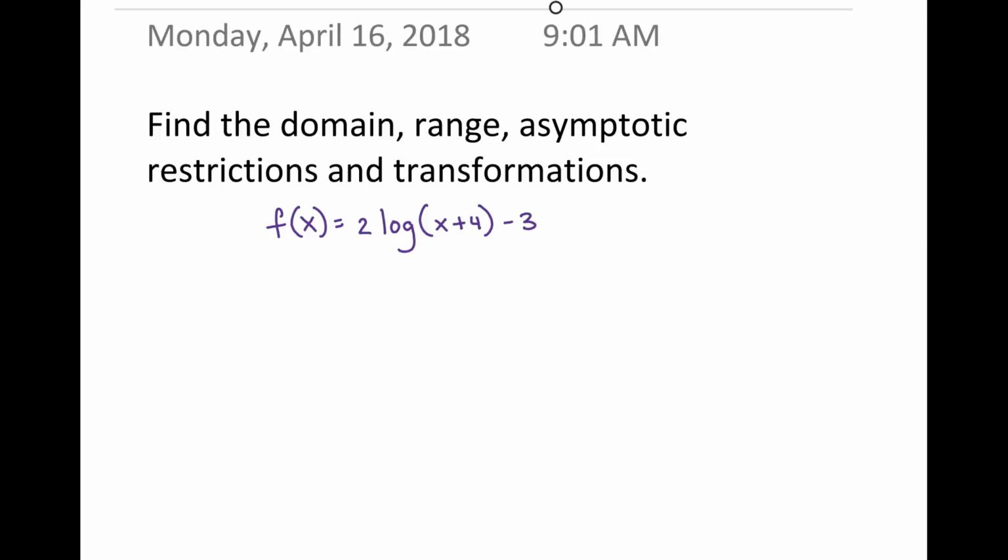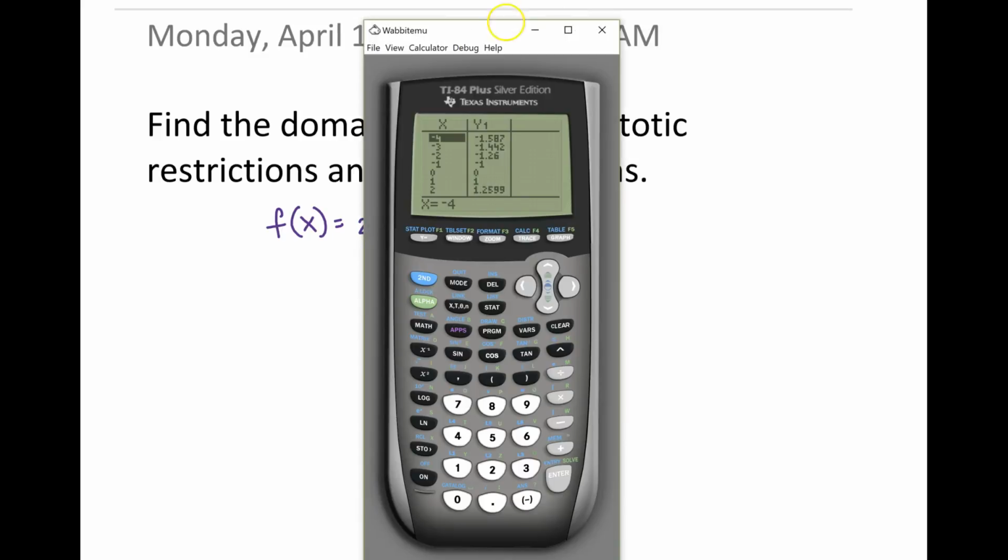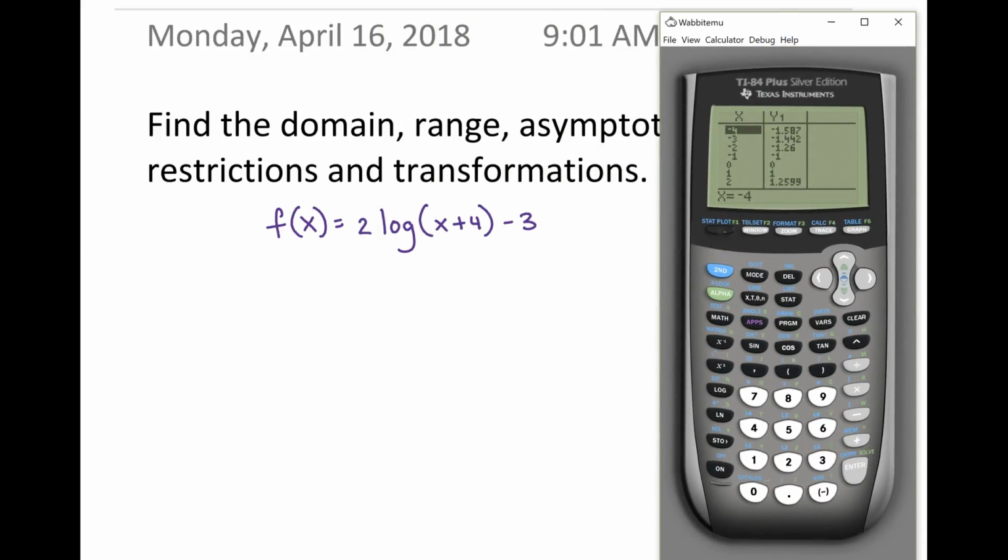So every single one of you should have your calculators out. So I'm going to put this into my calculator, into my y equals 2 log of x plus 4, minus 3. Then I look at the graph. Now, having the graph is just good to look at, but did I necessarily need it to find my domain and range?